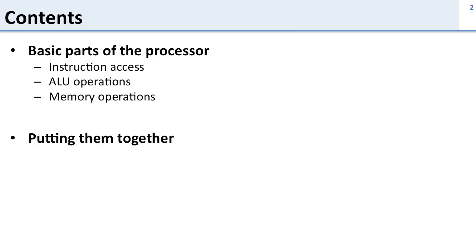So the pieces we're going to look at are instruction access, that is, how do you go get the instruction, the ALU operations, how do you actually do the work such as the addition or subtraction, and then memory operations, how do we load and store data to the memory.